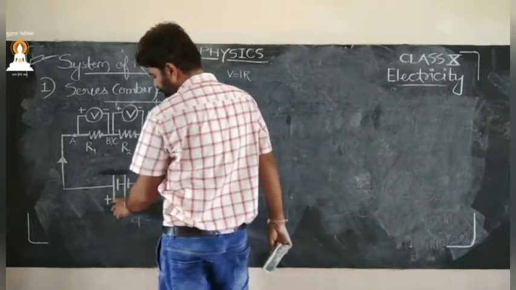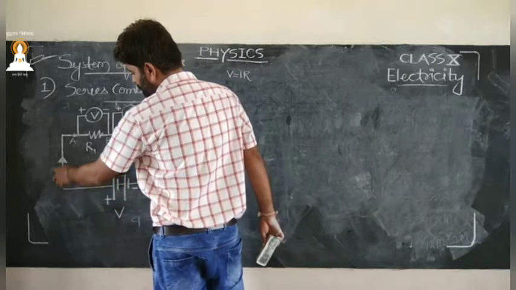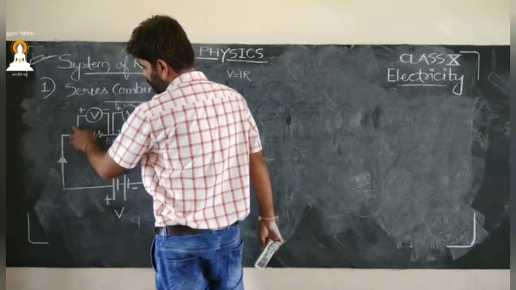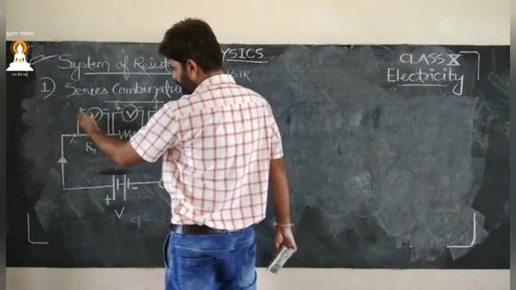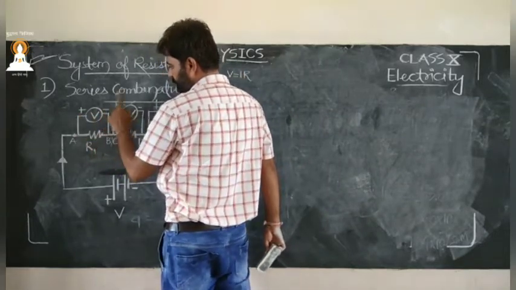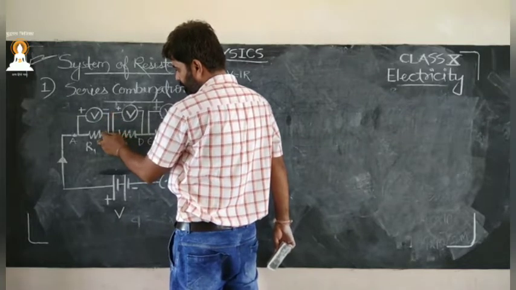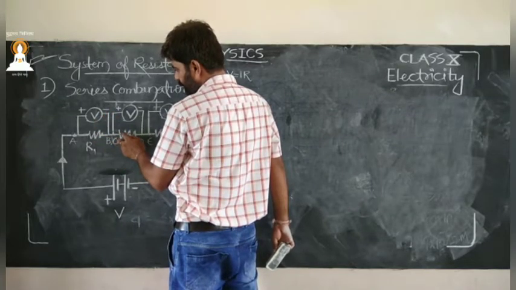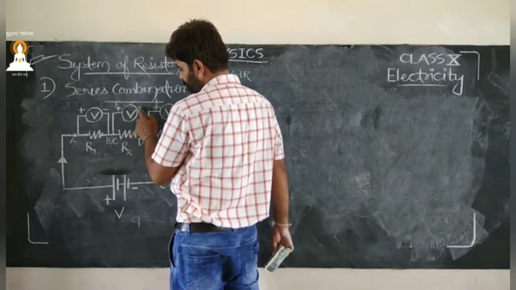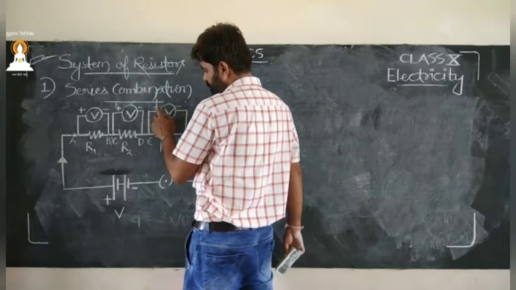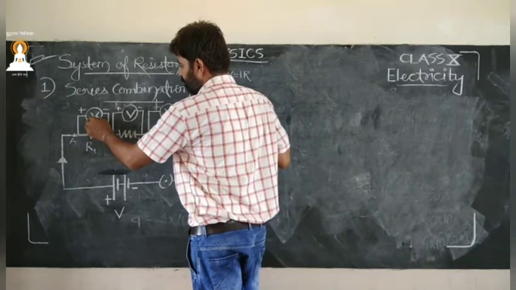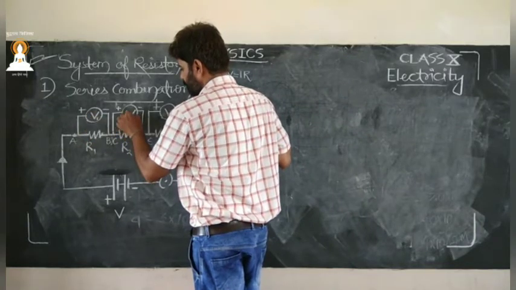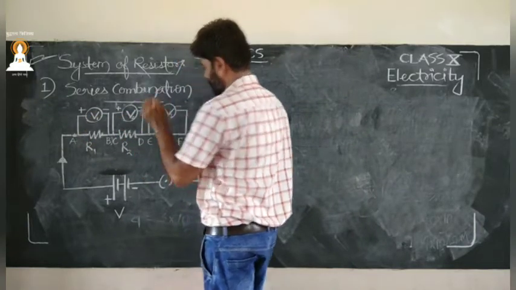Now if this is positive, then this is also positive. If one terminal is positive, then the other one will be negative. Again, this is negative for this particular one, this is positive and this is negative for this particular one. Remember. Now for this R1, we will have voltage V1 here, V2, and here V3.